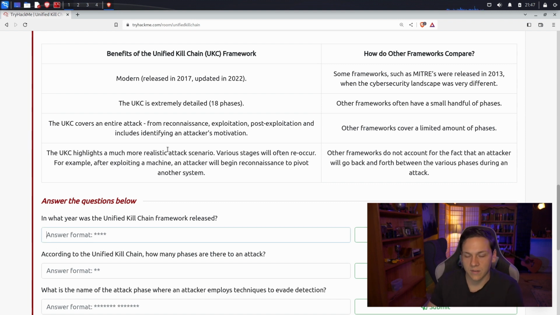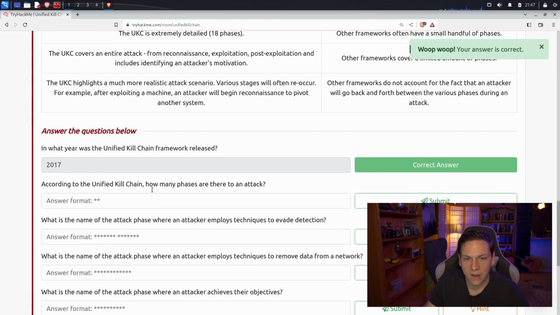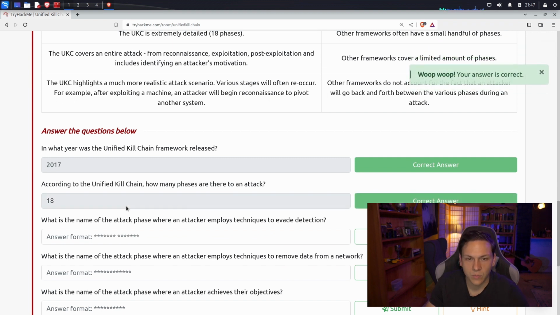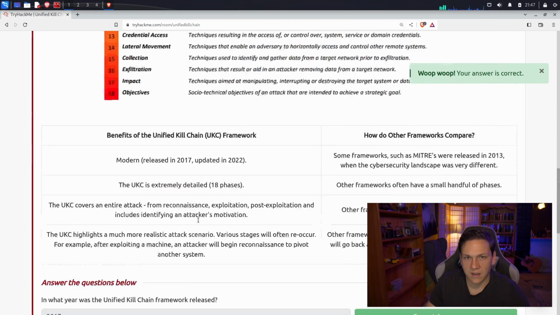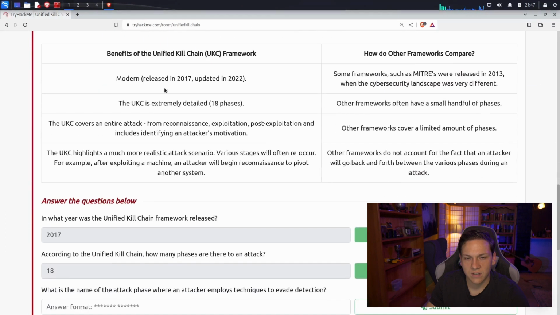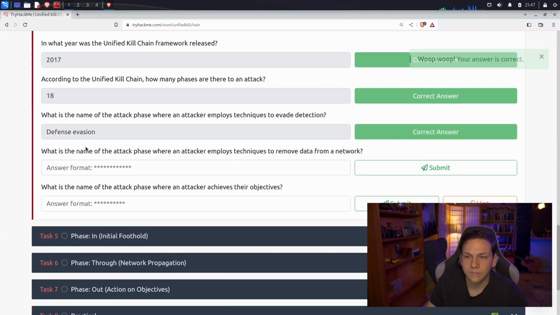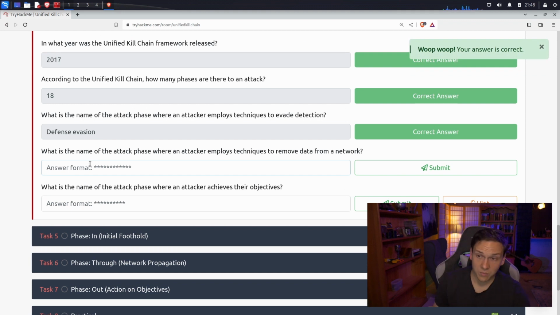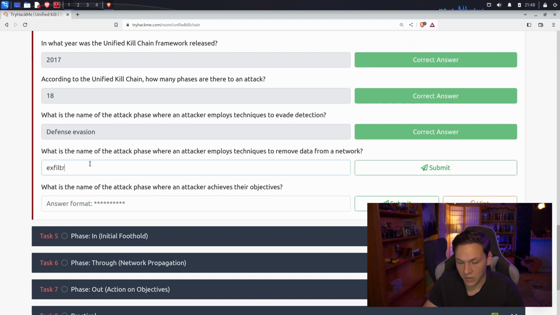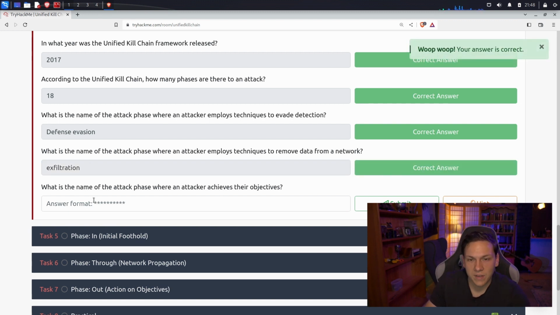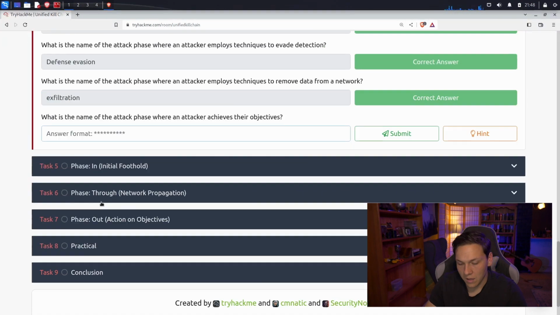That was 2017. According to the UKC, how many phases are there in an attack? That's 18. What is the name of the attack phase where an attacker employs techniques to evade detection? That is defense evasion. What is the name of the attack phase where an attacker employs techniques to remove data from a network? Exfiltration. What is the name of the attack phase where an attacker achieves their objectives? That's objectives.